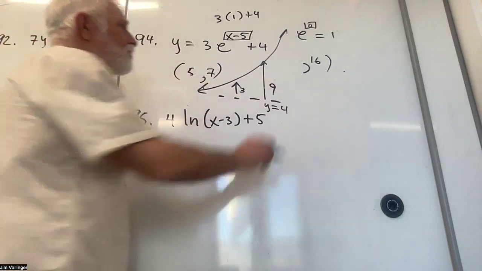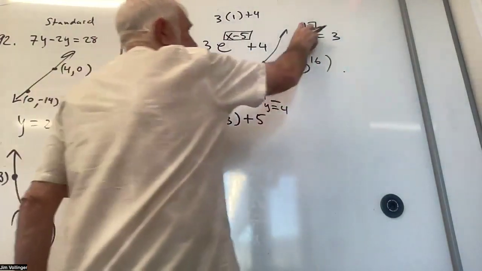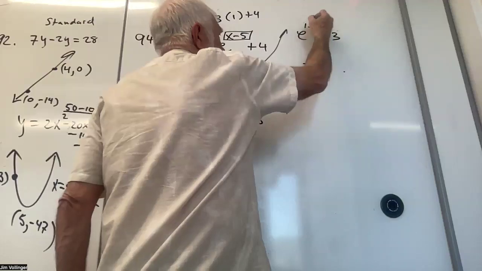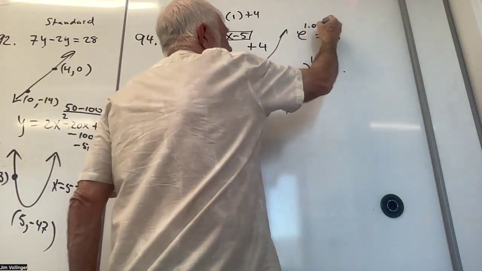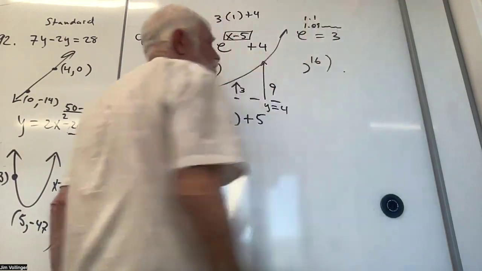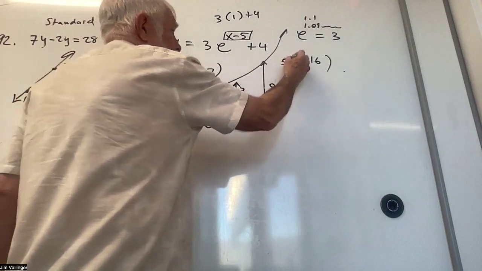All right, sure would be nice if I knew e to the what got me 3. Well, that's why I had you memorize 1.1. It's pretty close. I know it's 1.09, a lot of stuff after. I'm just calling it 1.1 to get a feel. I think it's 5.5.